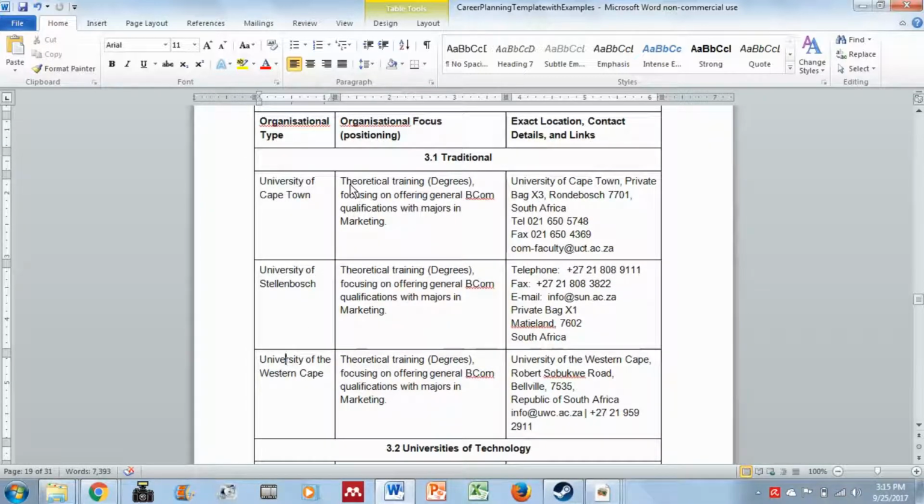I look at their focus. They focus on theoretical training and they offer BCom qualifications and majors in marketing. The same applies to University of Stellenbosch and the University of the Western Cape, and then I give their exact location.